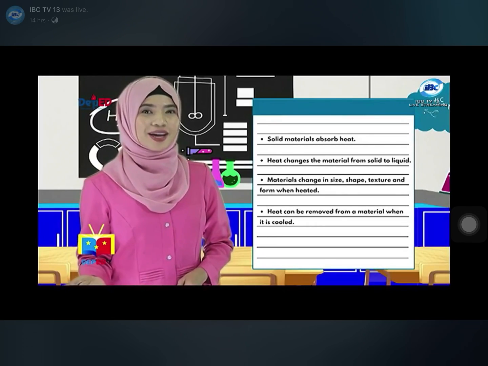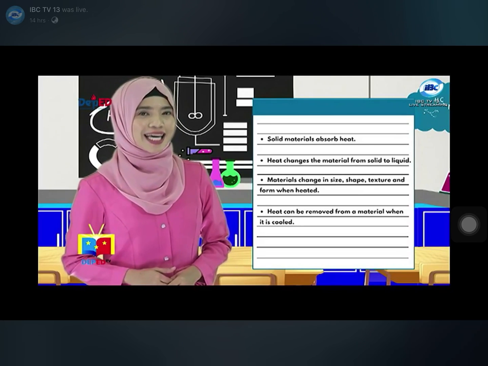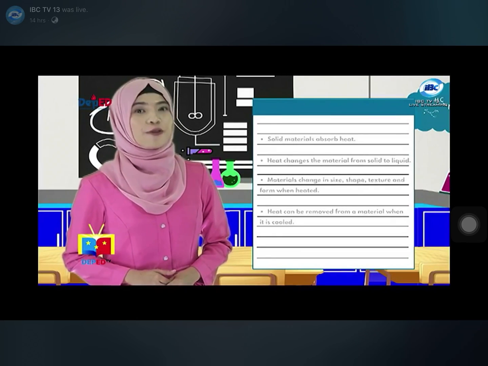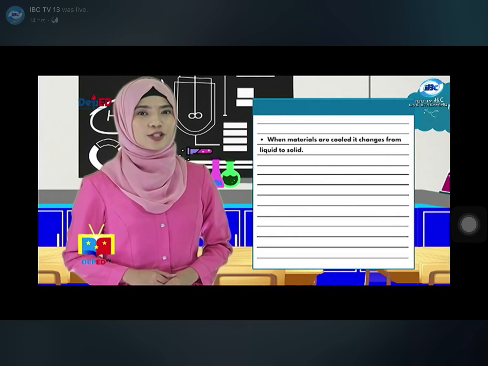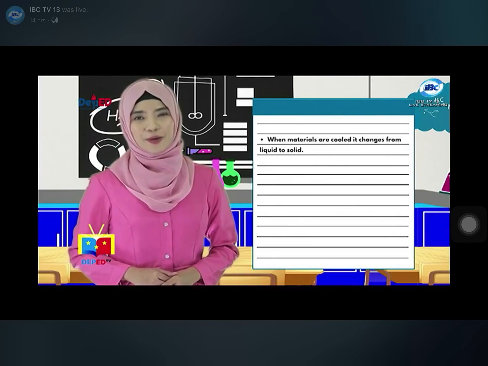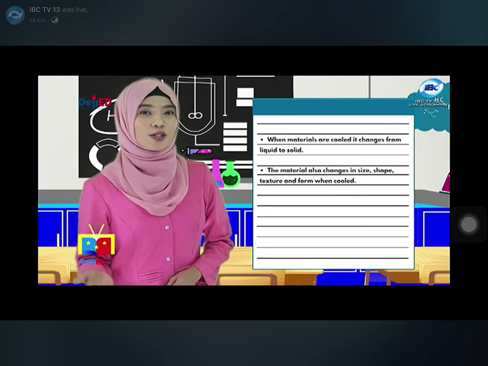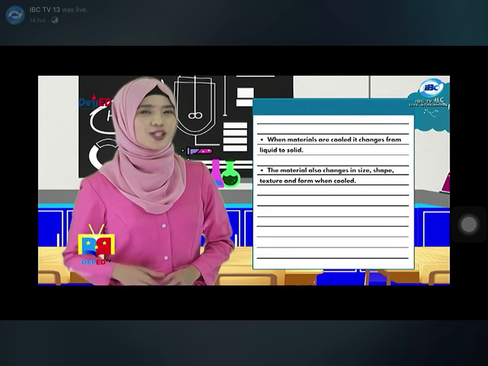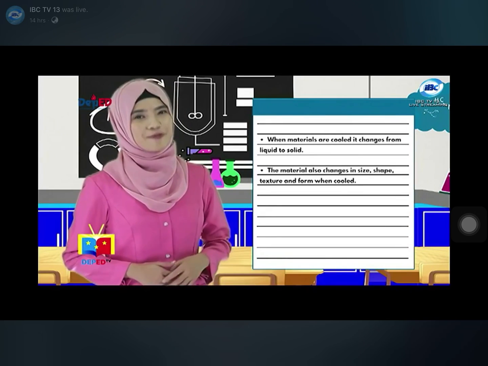When a solid material is cooled, it removes heat. The heat released from the material causes it to change its form from liquid to solid. It also changes its size, shape, texture, and form.